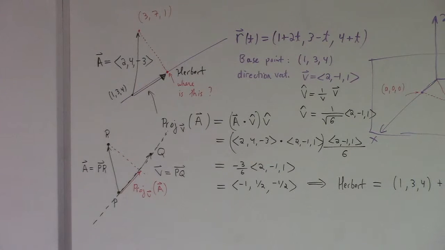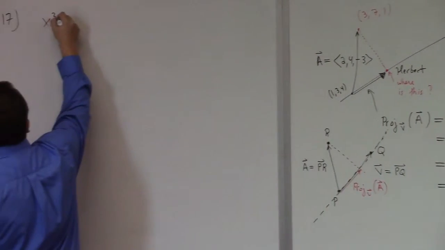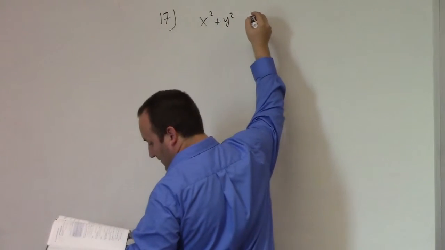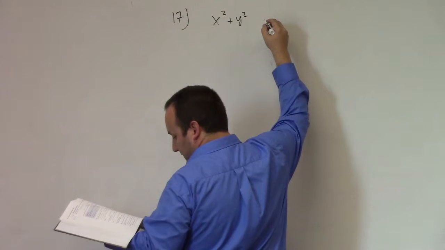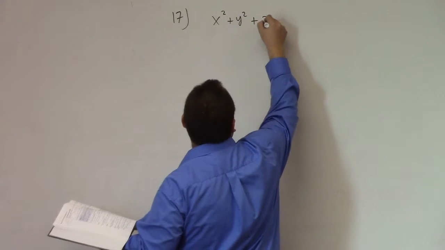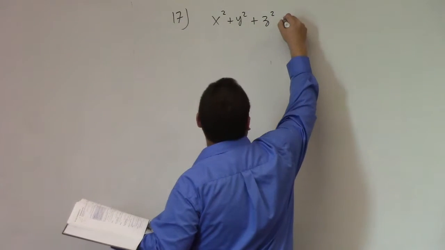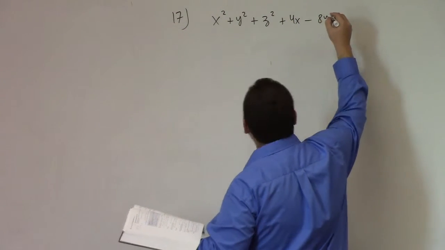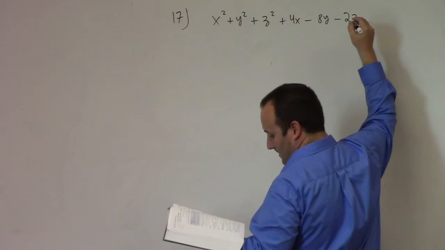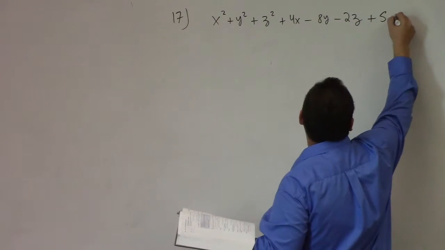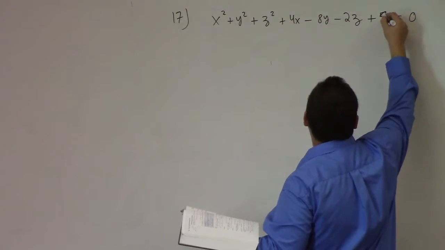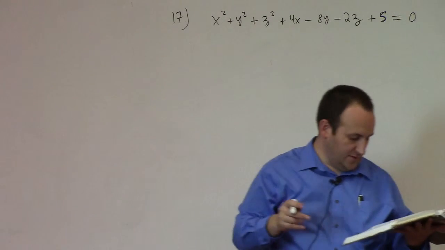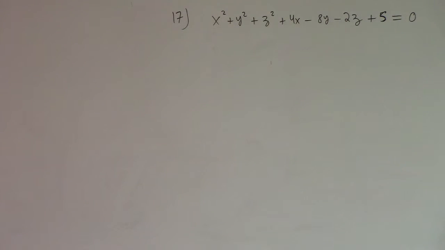We're looking at a sphere, and we're supposed to figure out what sphere is it. So we've got x squared plus y squared plus z squared plus 4x minus 8y minus 2z plus 5 equals 0. And we're supposed to show that this equation represents a sphere and find its center and radius.